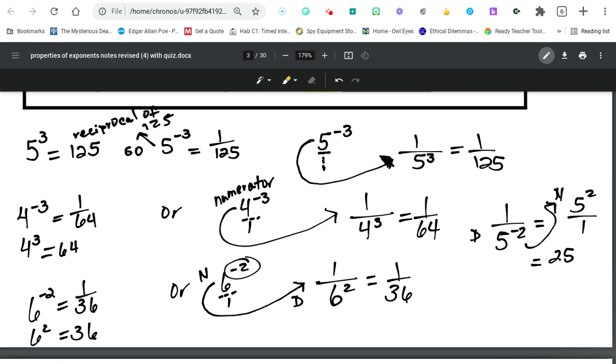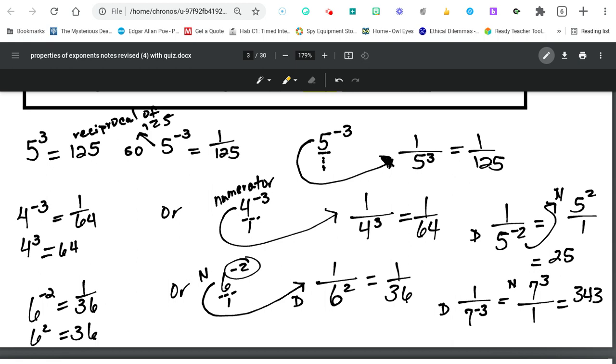If you had something like this, I don't know, we had 1 over 7 to the negative third power. Well, my denominator has the negative exponent. So I could just move my 7, my base, to the numerator and change my sign. You can put the understood 1 if you want to. So we would just end up with 343 over 1 or 343.